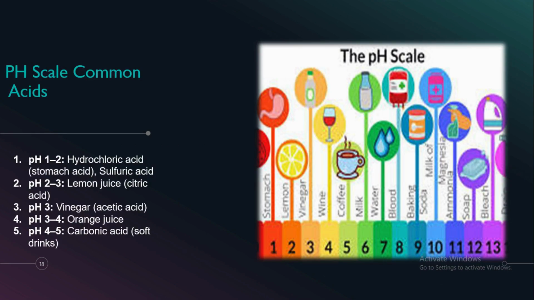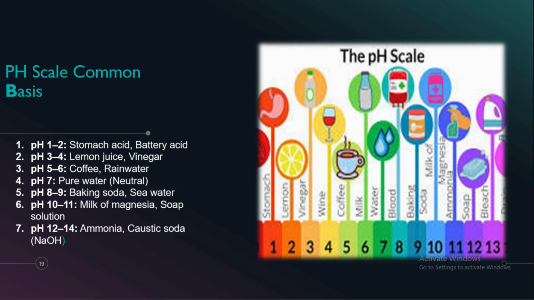The pH scale of common acids includes: pH 1 to 2 is hydrochloric acid, which is the stomach acid; sulfuric acid; pH 2 to 3 is lemon juice, which is citric acid; pH 3 is vinegar, which is acetic acid; pH 3 to 4 is orange juice; and pH 4 to 5 is carbonic acid, which is in soft drinks.